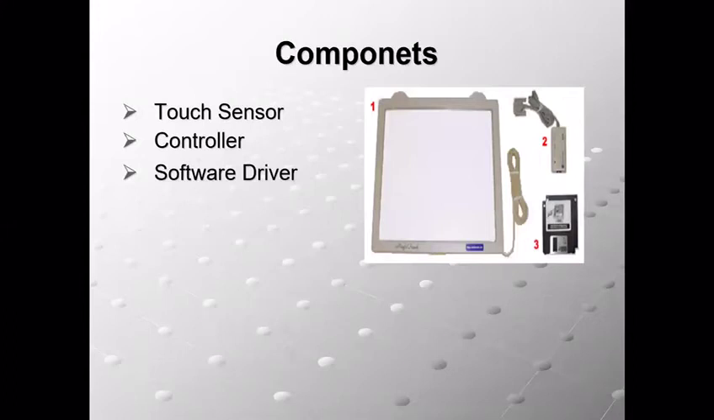So what are the components of a touchscreen? There are basically three components of a touchscreen. First is the touch sensor, second is the controller, and third is the software driver.